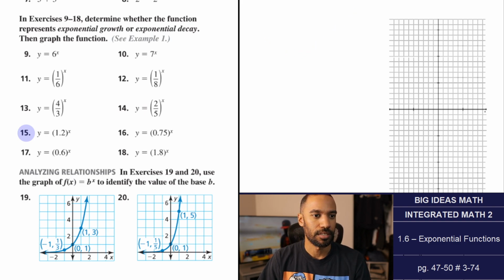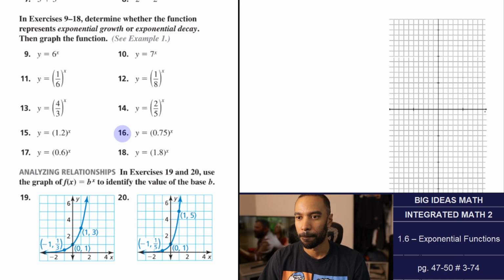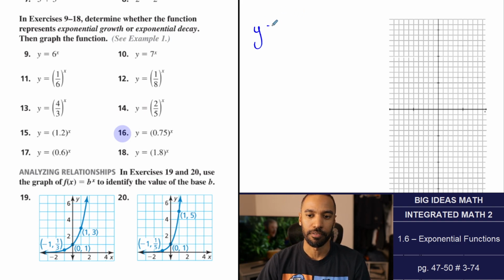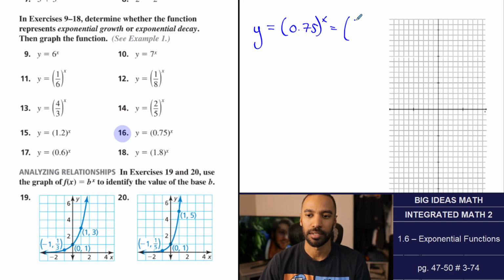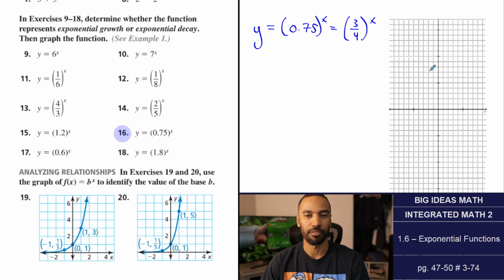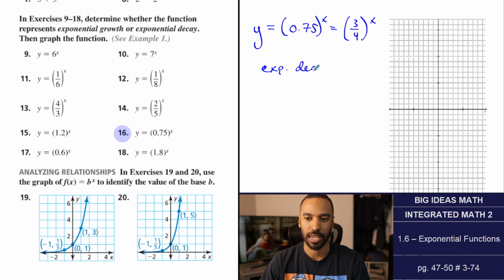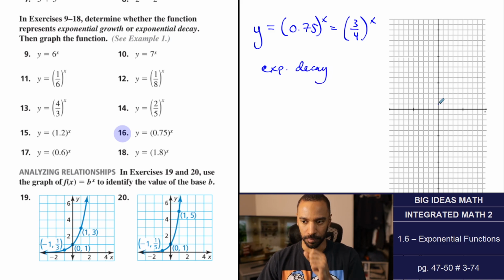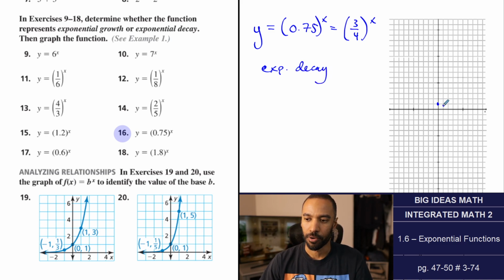Number 16, y equals 0.75 to the x power. Now 0.75 is also 3/4, so you can see why I'm more inclined to use that. Now we did 4/3, that was number 13, so this will just be a reflection of that. I'm going to go a little faster on this one. This is exponential decay. Y-intercept of 1, 3/4 of 1 is 3/4, and then 9/16, a little more than a half. 27 over 64, a little less than a half.